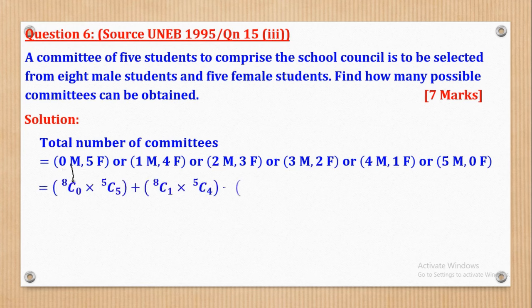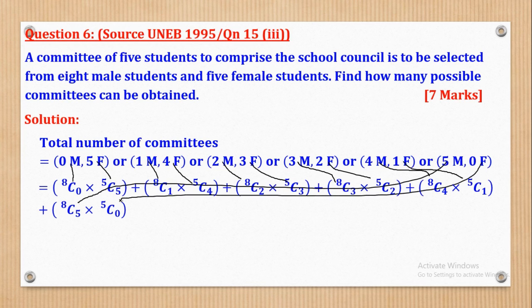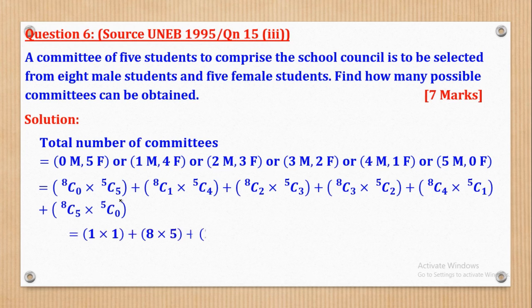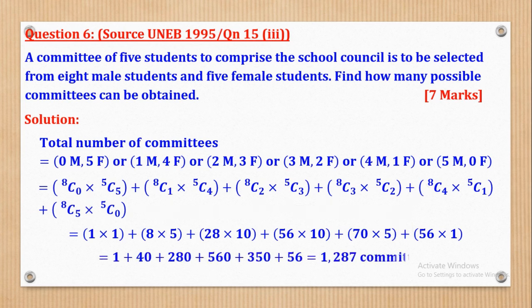Therefore this one, it will be 8 combination 0, 5 combination 5. Here it will be 8 combination 1, 5 combination 4, here it will be 8 combination 2, 5 combination 3, here it will be 8 combination 3, 5 combination 2, here it will be 8 combination 4, 5 combination 1, and here it will be 8 combination 5 and 5 combination 0. So when I use the calculator, I'll come up with this, this is that, this is this. Simplify further, you'll be able to come up with this as the required number of committees.